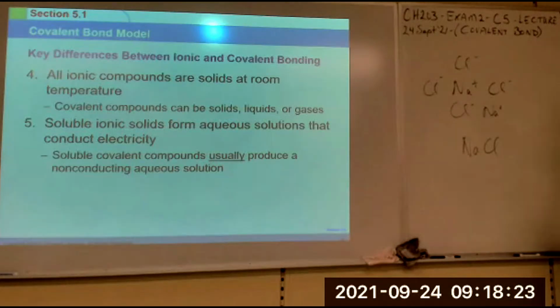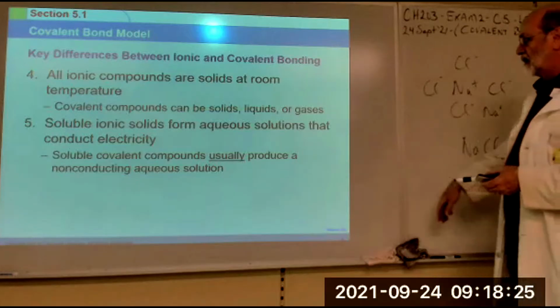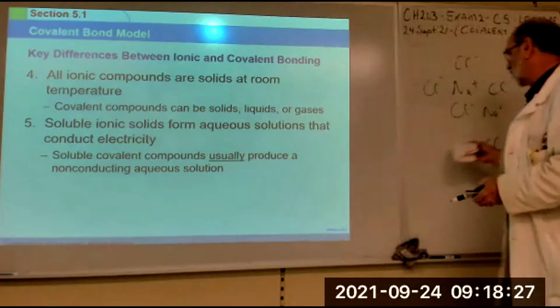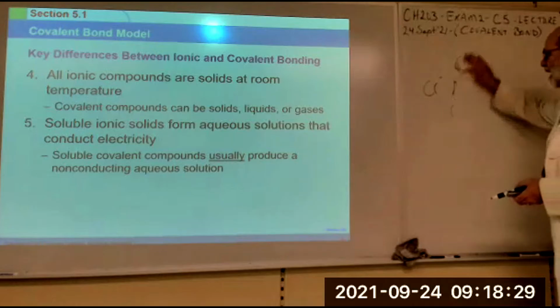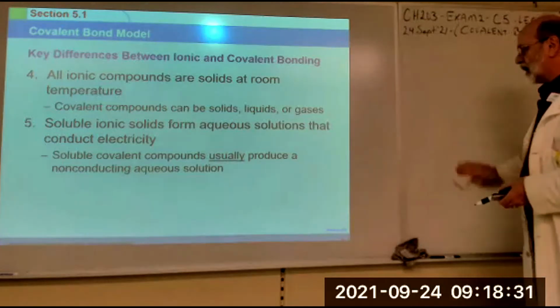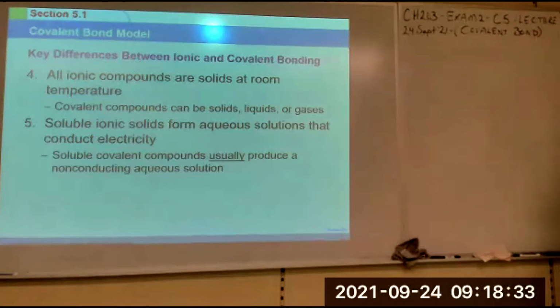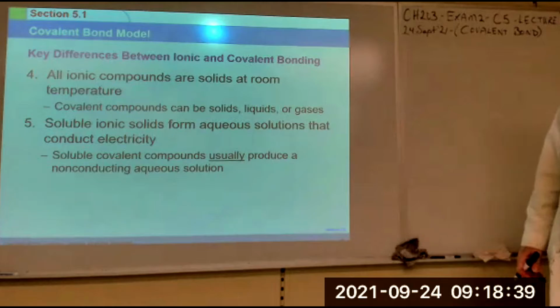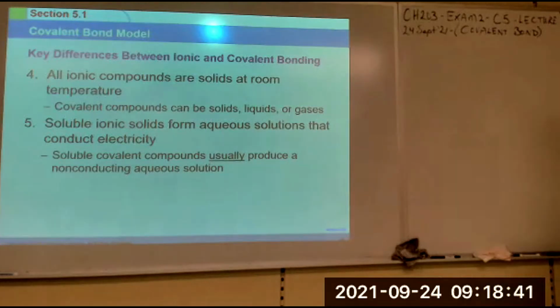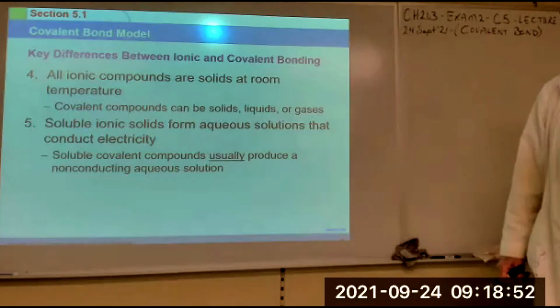More review. Ionic compounds are solids at room temperature. I don't know of any ionic compounds that are not solid at room temperature. And they have very high melting points also. They tend to, not all of them, but they tend to go into aqueous solution fairly well.